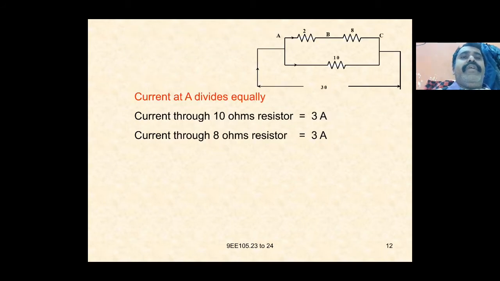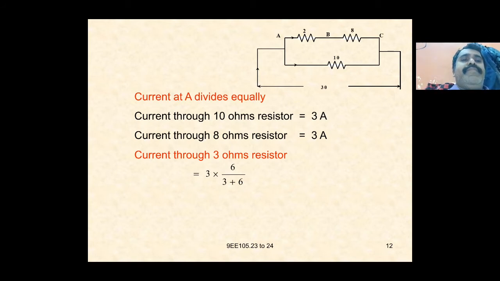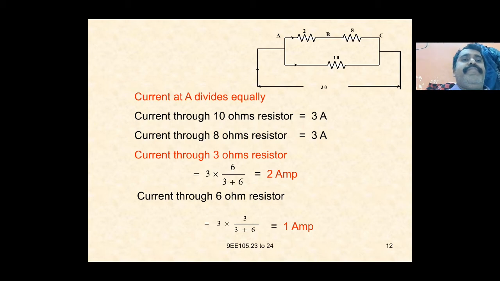Again, current at A divides equally. Current through 10 ohms resistor is equal to 3 amperes. Current through 8 ohms resistor is 3 amperes. So current through 3 ohms resistor is equal to 3 into 6 by 3 plus 6, which is equal to 2 amperes. Current through 6 ohms resistor is equal to 3 into 3 by 3 plus 6, which is equal to 1 ampere.